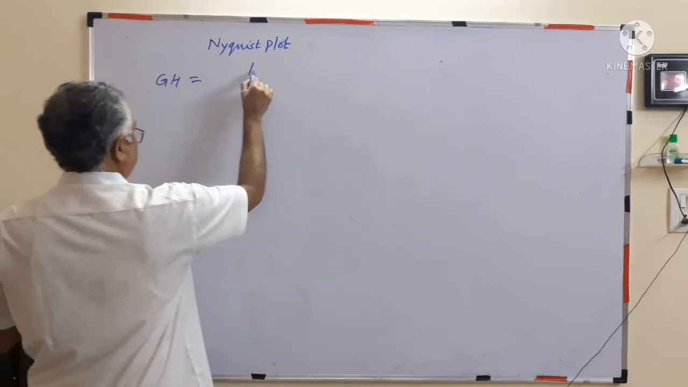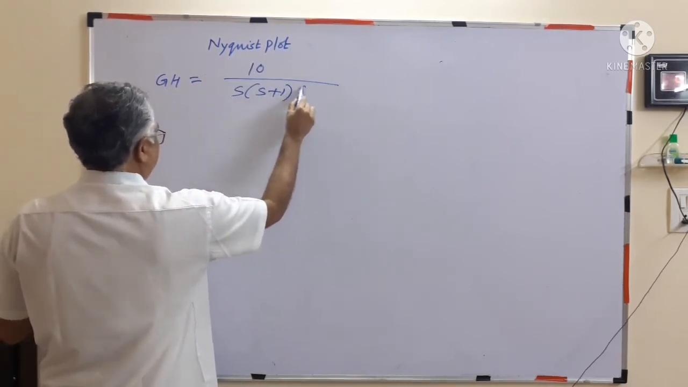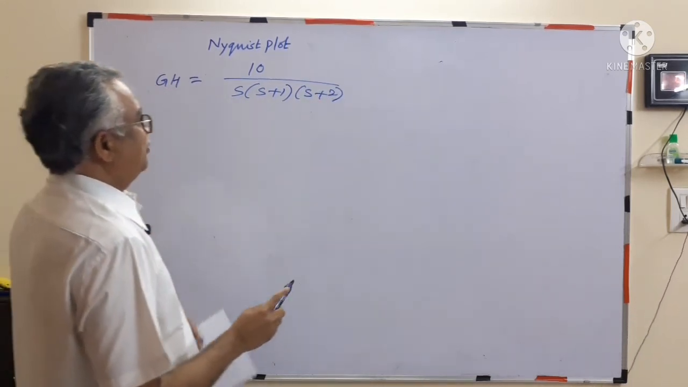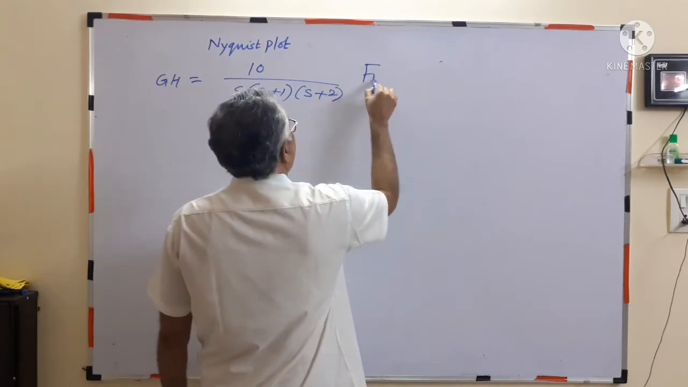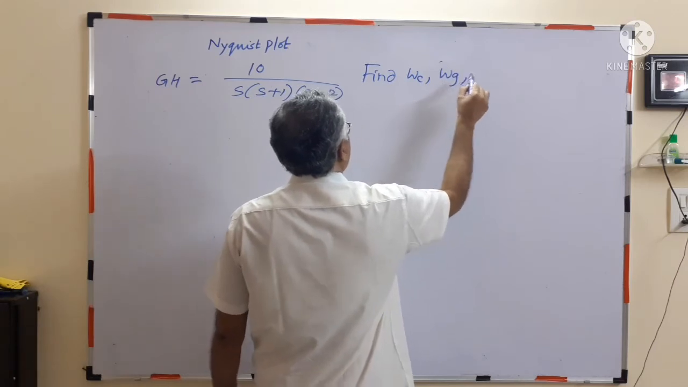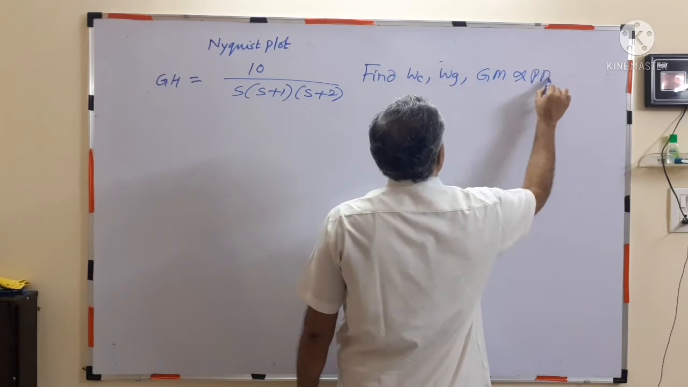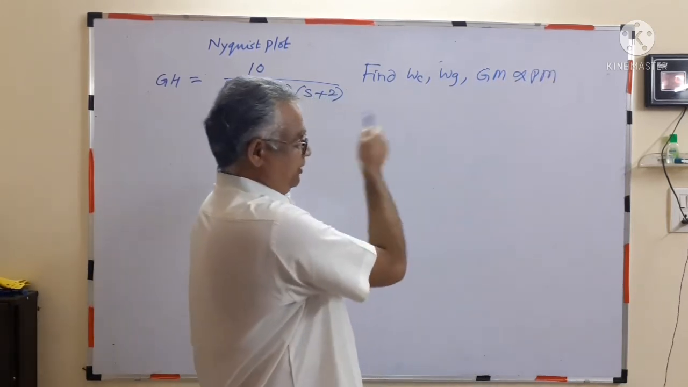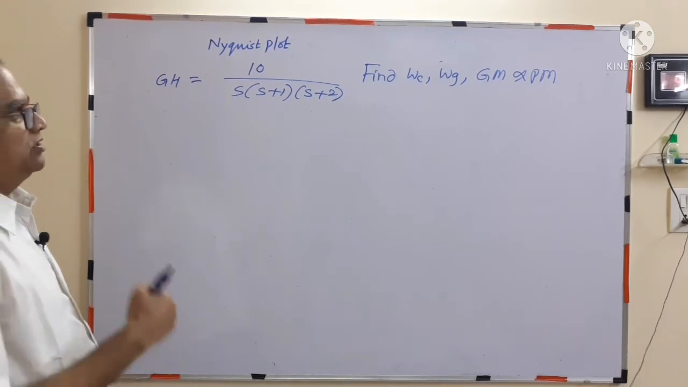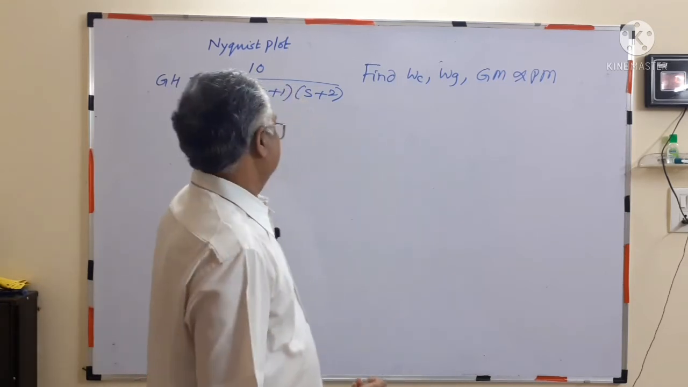GH is given as 10 by s into s plus 1, s plus 2. Find omega c, omega g, gain margin and phase margin. So previous class we discussed this. Omega c is phase crossover, omega g gain crossover, gain margin, phase margin.